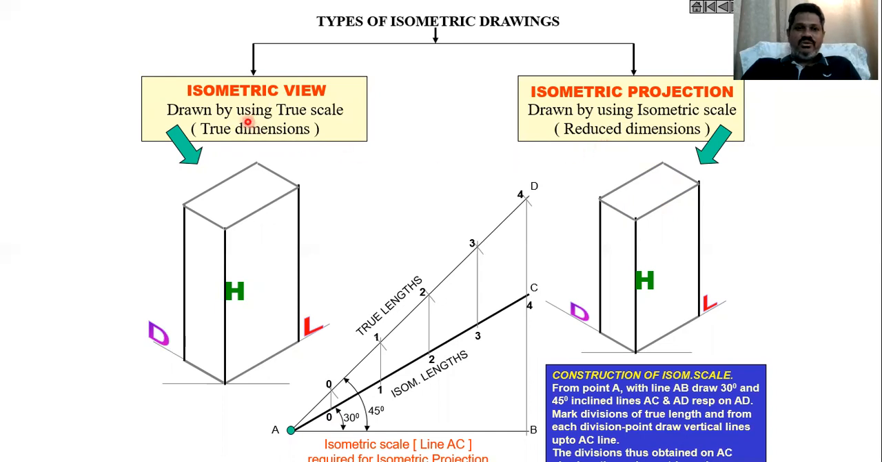As I said just now, the isometric view shows the true dimensions of the component. The isometric projection will not show the true dimensions; it shows the reduced dimensions. You can see here, this is the scale we use to convert the true dimensions to the reduced dimensions to draw the isometric projection of the component.